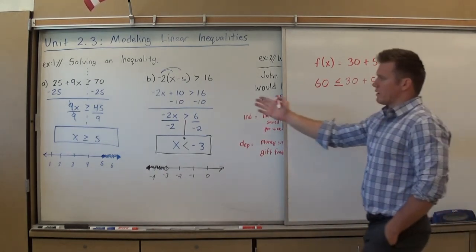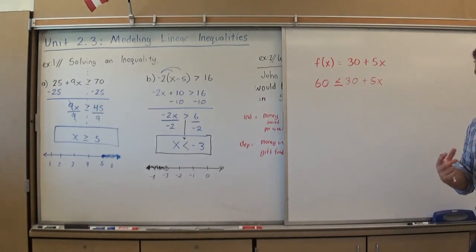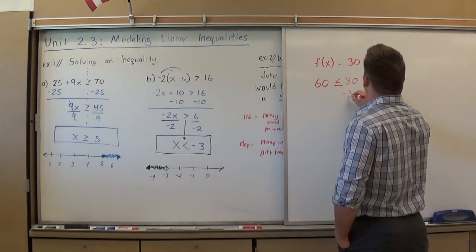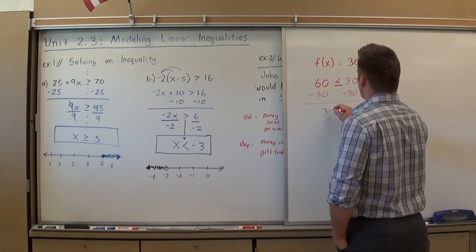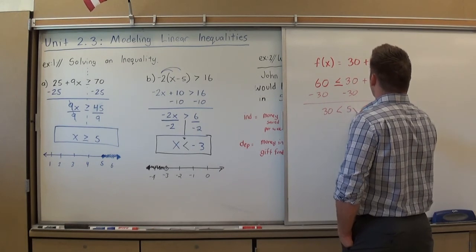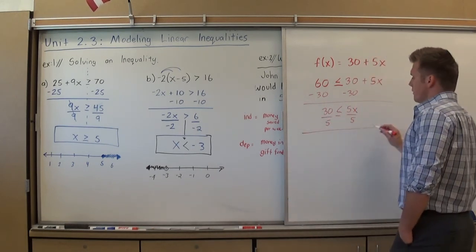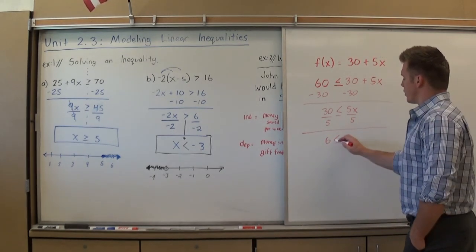And now I can just go back to what we did originally and solve it algebraically and get an exact answer, which is nice when you don't have a real clean, crisp graph. Again, follow my steps: subtract 30 from both sides. I get 30 is less than or equal to 5x. Divide both sides by 5. Okay, and I get x is greater than or equal to 6.